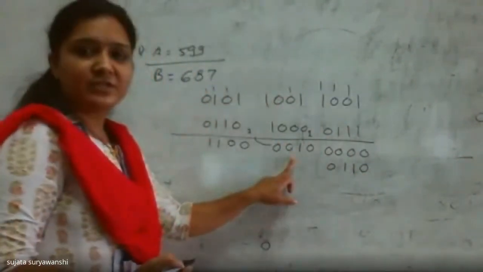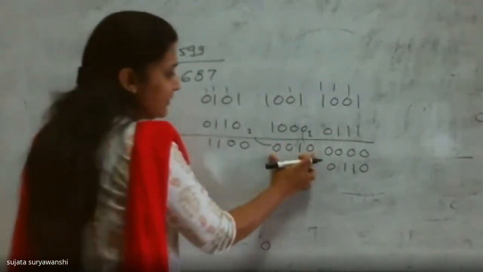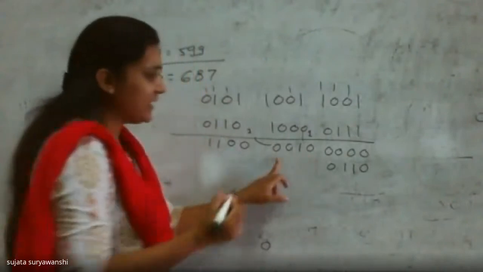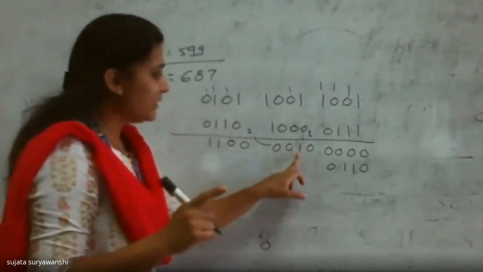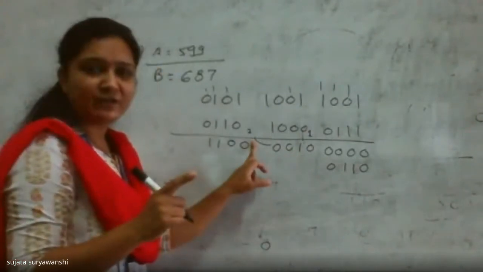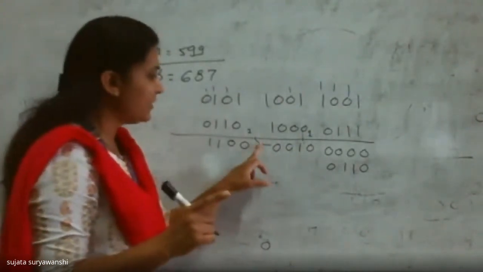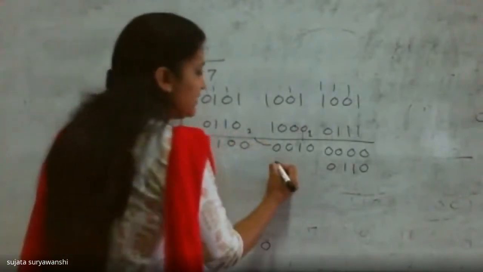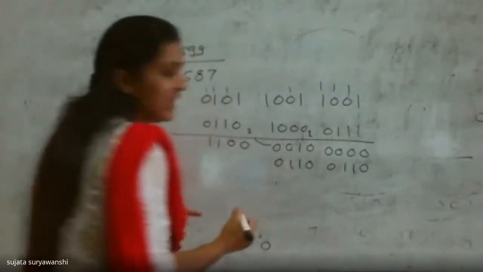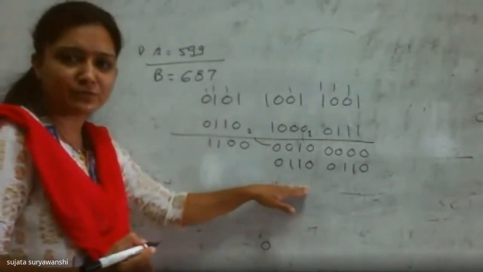Now, check the second nibble. In the second nibble also, the sum is less than 9, 0010, which means the magnitude is 2. But again, a carry is generated from this nibble and it should be added into the third nibble. So, carry is generated means you have to again add 6 into this nibble also.